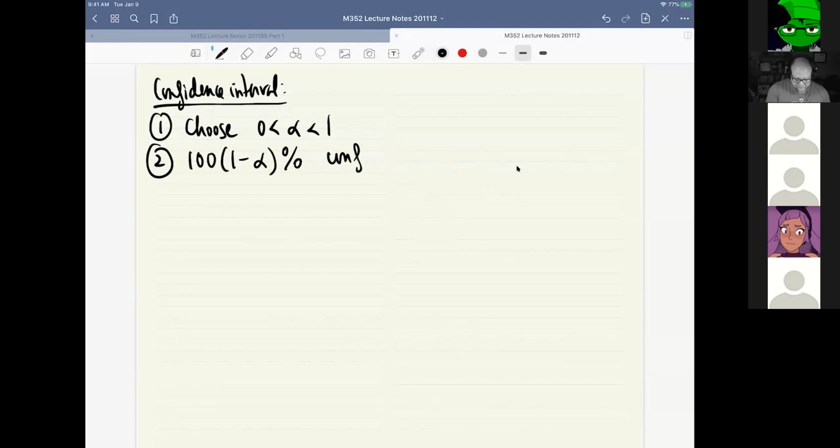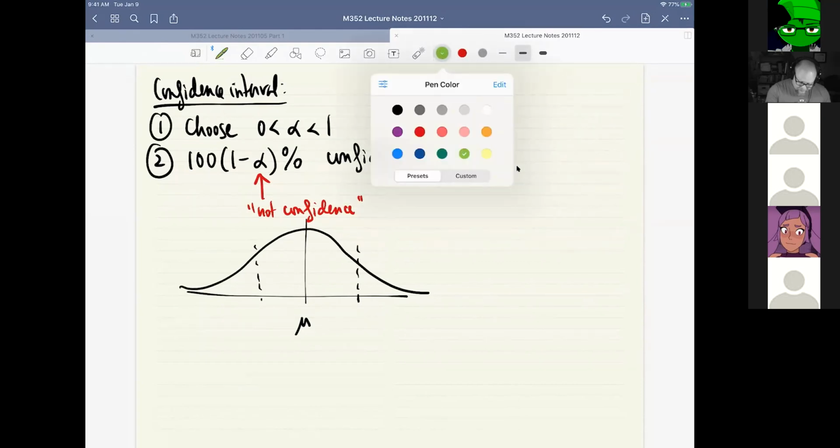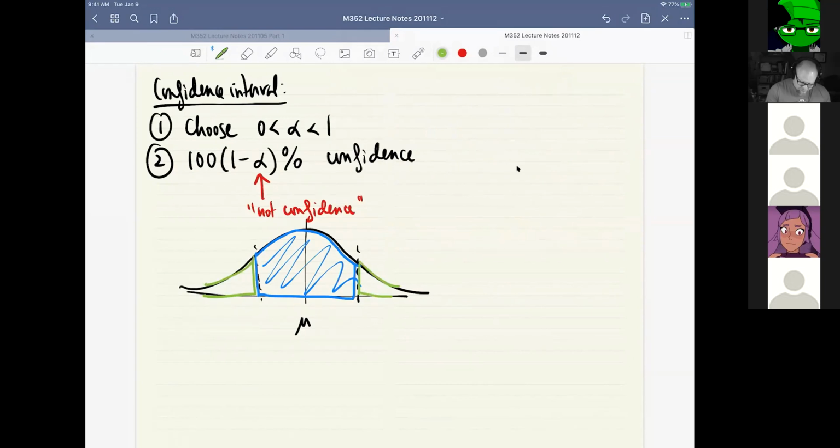Right, this is going to be your confidence. So this alpha here represents your not confidence. Geometrically, when we're talking about confidence intervals, the confidence we're talking about is this area. So alpha concerns this. Alpha is the total area of the tails. In fact, we'll see in a second that each tail has area alpha over 2 by the symmetry of the normal distribution.